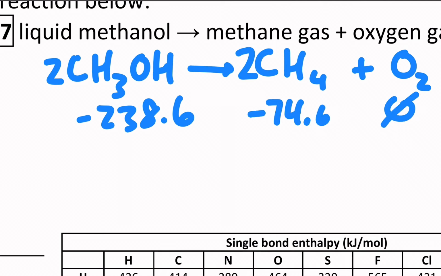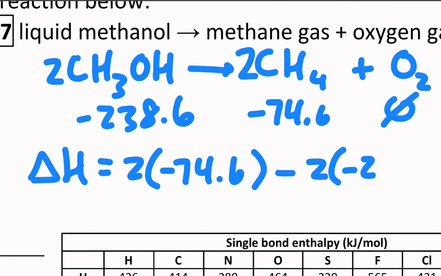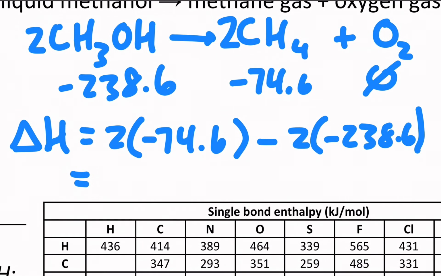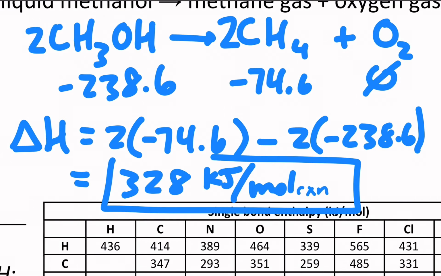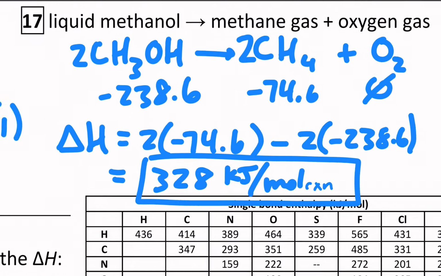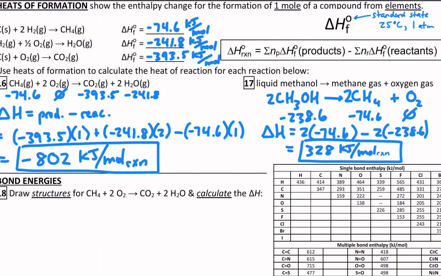And oxygen is 0. So delta H is the products, 2 times negative 74.6 plus 0, minus the reactants, 2 times negative 238.6. And we get positive 328, I'll just leave it at a whole number, kilojoule per mole of reaction. Okay, so that's how we use heats of formation to get delta H's of reactions.